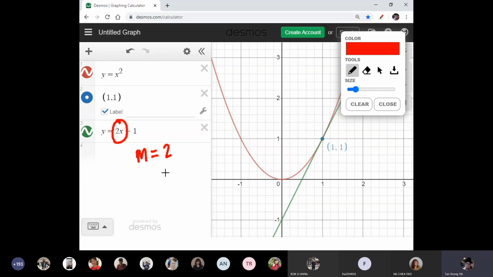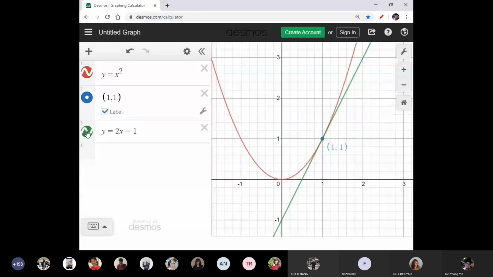Therefore, listen carefully, student, we can say the slope for the curve at this point is 2, but only for this point. The slope 2 is only valid for this point on this curve. What I mean is, for this curve, y equals x squared, at this point the slope is 2, but not for other points.